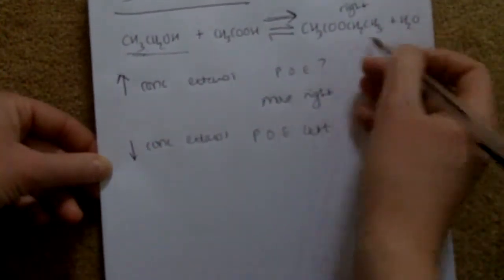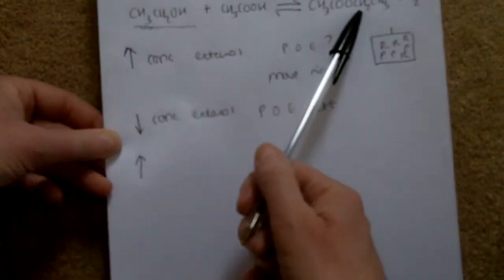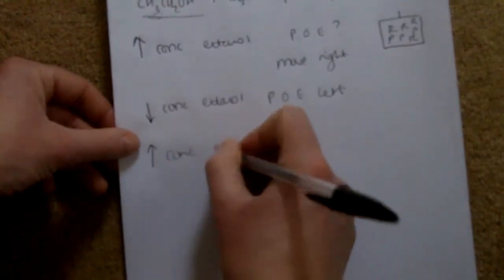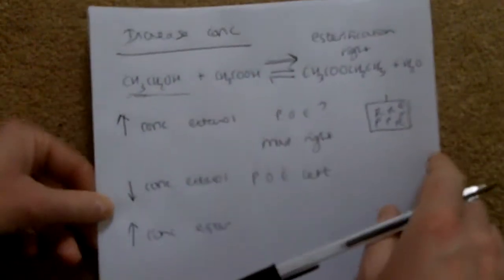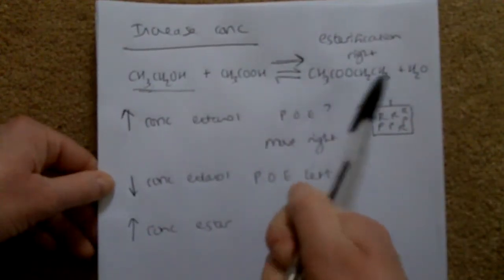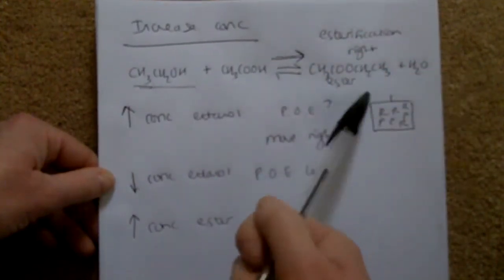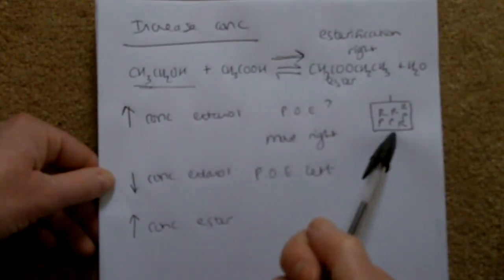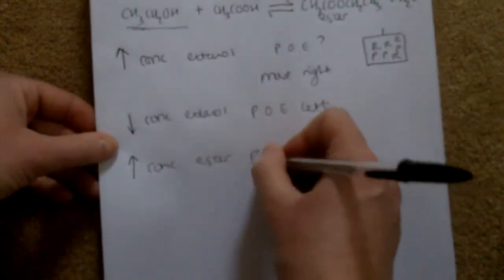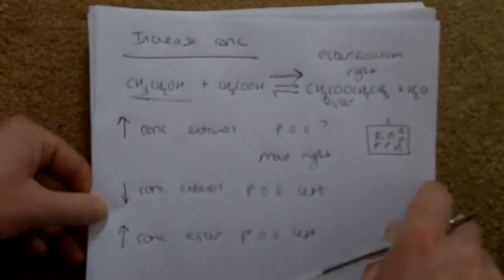What if we increase the concentration of the product, the ester? Which way will the position of equilibrium move? We put more ester into the container. This is the ester here. The position of equilibrium will move to the left to minimize the change, to get rid of what we have done by putting more ester in.